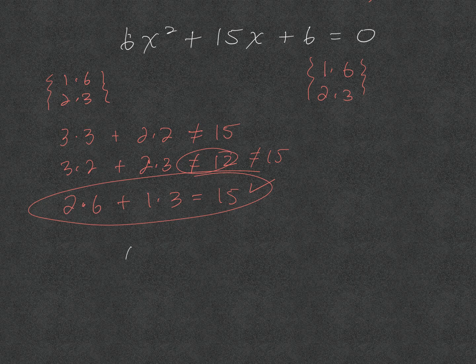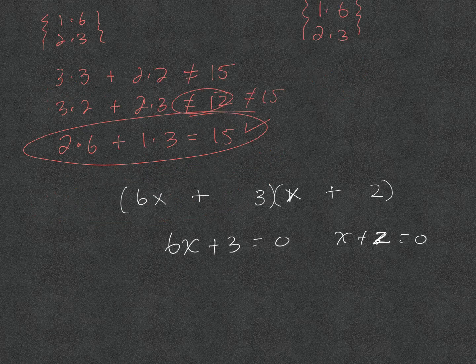Well, that means that I'm going to have a 2, 6 on the outside. I'm going to have a 6 and a 2 on the outside. I'm going to have a 3 and a 1 on the inside. Plus, plus, 1x is x. 6x plus 3 times x plus 2.